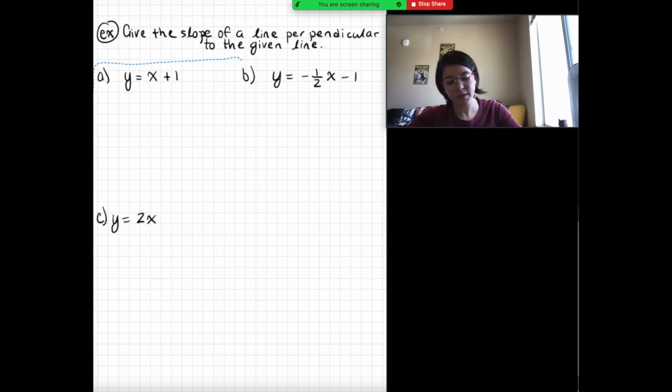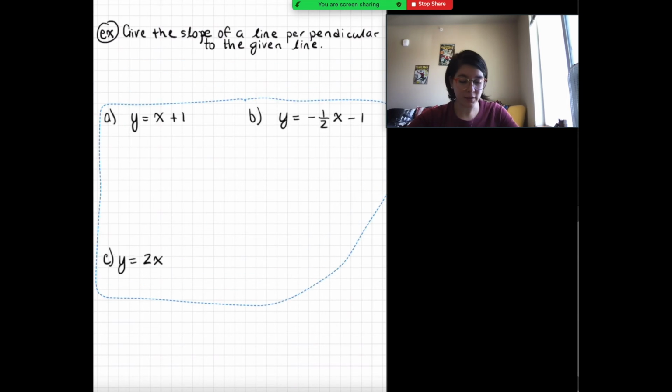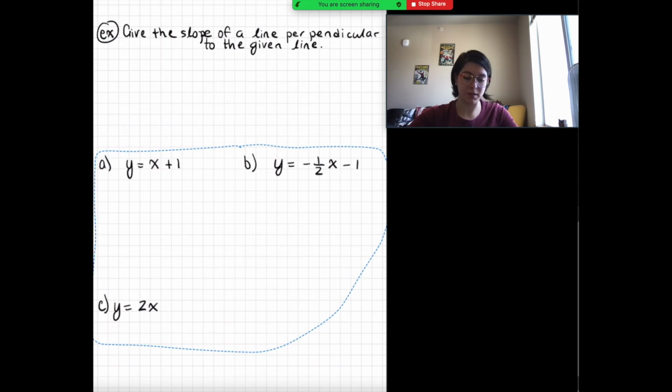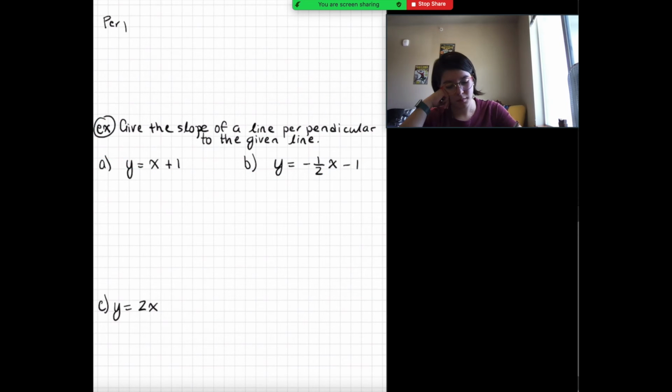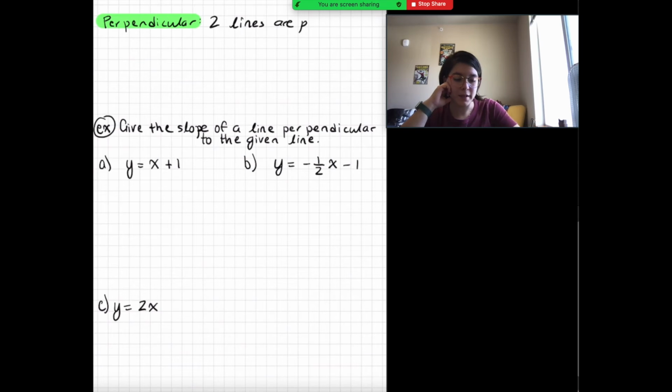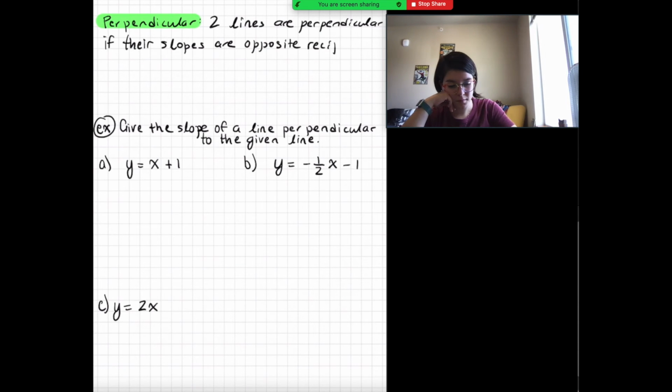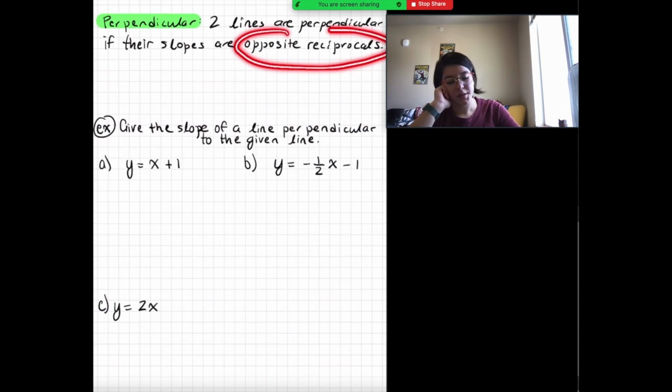In the next example, we're asked to give the slope of a line perpendicular to the given line. In our previous lessons, we've looked at what it means for a line to be parallel, but we haven't necessarily looked at what it means to be perpendicular. So we'll take a second and do that. So 2 lines are perpendicular if their slopes are opposite reciprocals. So an opposite reciprocal means we're going to take whatever our slope is, we're going to flip it around and make it negative.